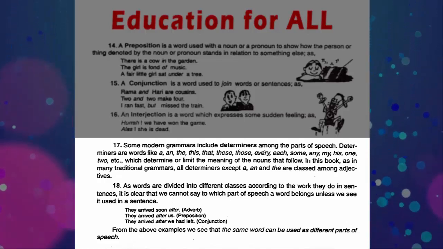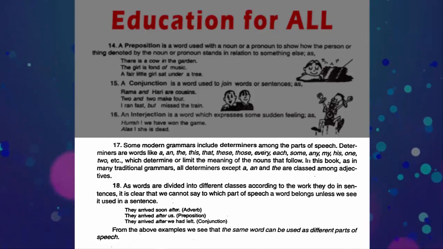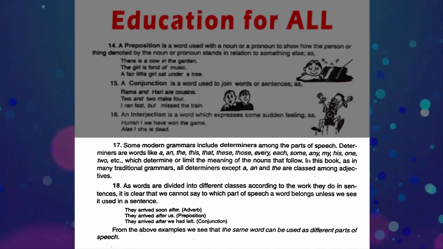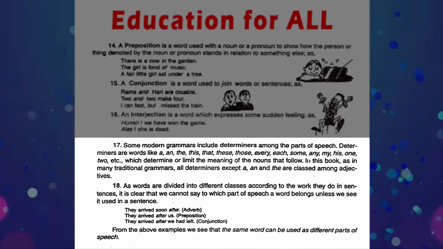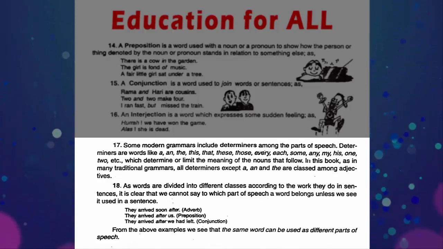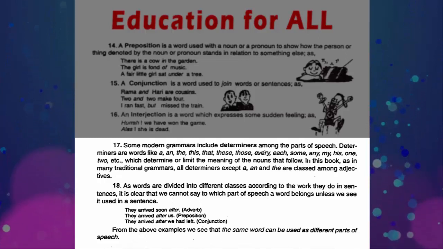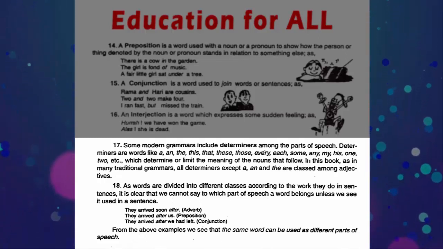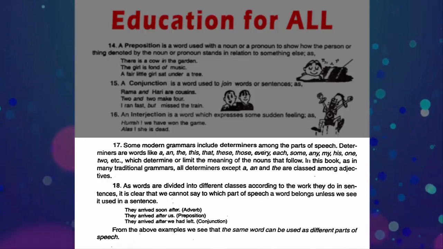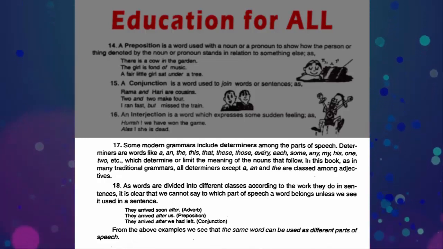Determiners are words like a, an, the, this, that, these, those, every, each, some, any, my, his, one, two, etc., which determine or limit the meaning of the nouns that follow. In this book, as in many traditional grammars, all determiners except a, an, and the, are classed among adjectives.